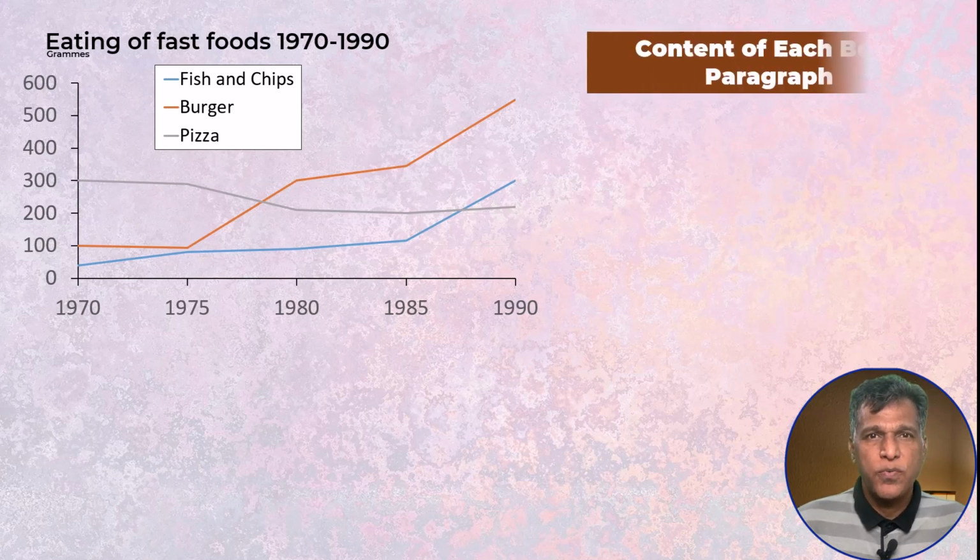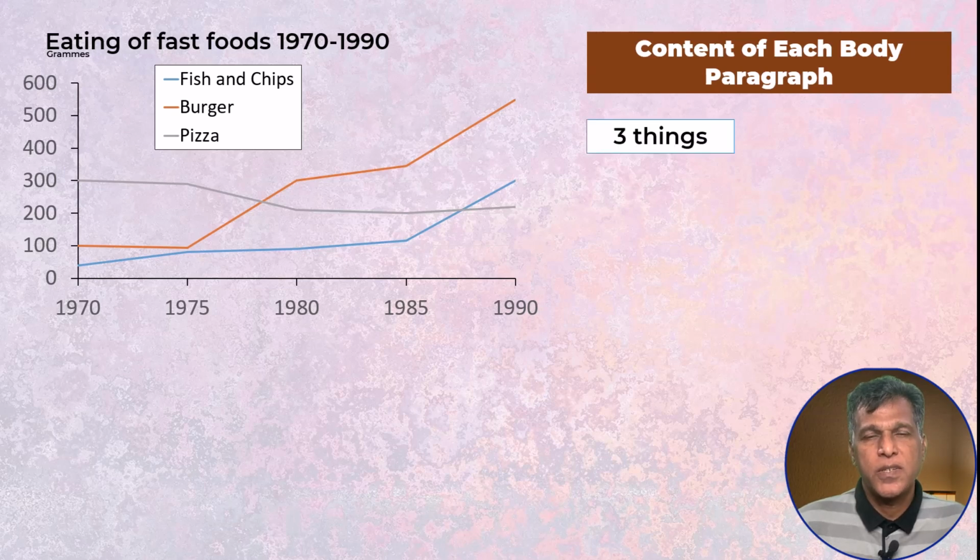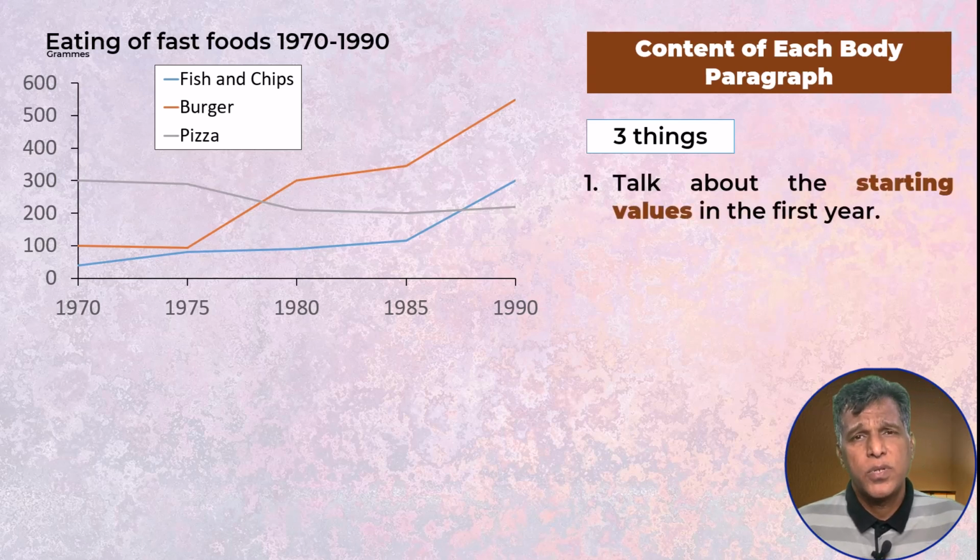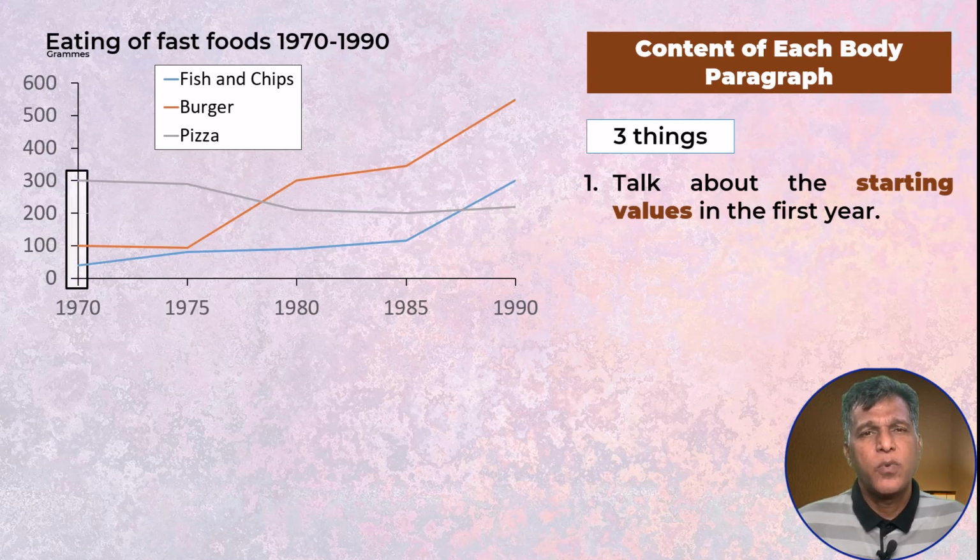Now, what should we include in each body paragraph? Three things in every body paragraph. Number one, the starting values in the first year. For example, in 1970, what was the consumption of fish and chips? The starting value in 1970 was around 40 grams.